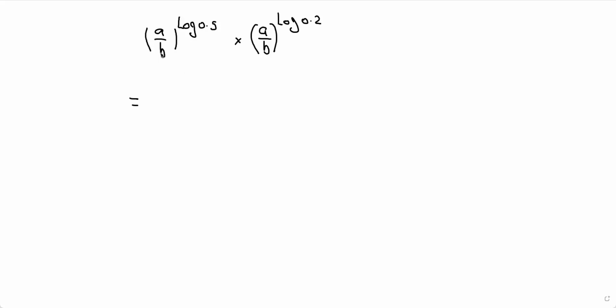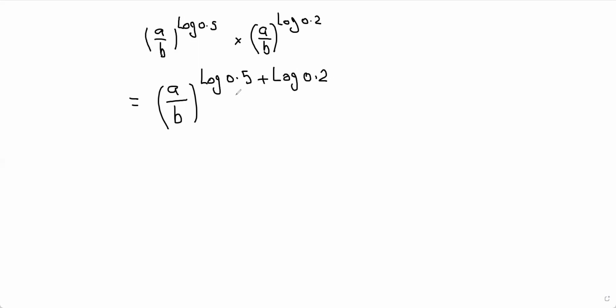It's a over b to the power of log 0.5 times a over b to the log of 0.2. So now this here means we have this base right here to the power of this. When we multiply bases, we always add their exponents. So the base is a over b, and as we said, when you're multiplying, we add the exponents. So we're going to add log 0.5 plus log 0.2.